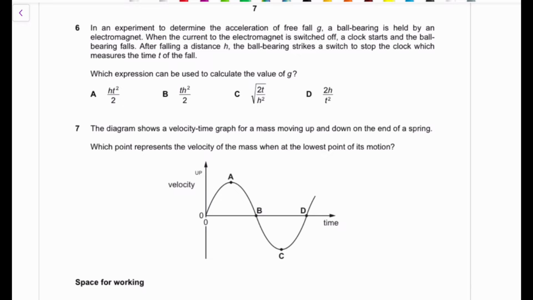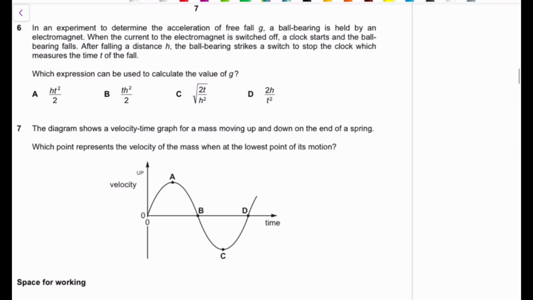But after falling a specific distance h, the ball bearing strikes a switch and it stops the clock, right? And it measures the time t of the fall. Which expression can be used to calculate the value of g? So I need you guys to just pause and try to work these questions out by yourself, because with physics it's about trying to solve problems on your own and being able to think through the different questions that are going to be asked. So very important for you to develop that skill.